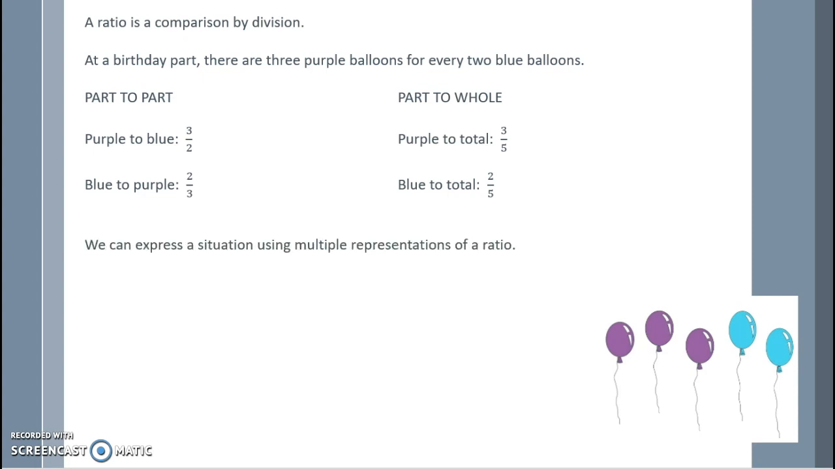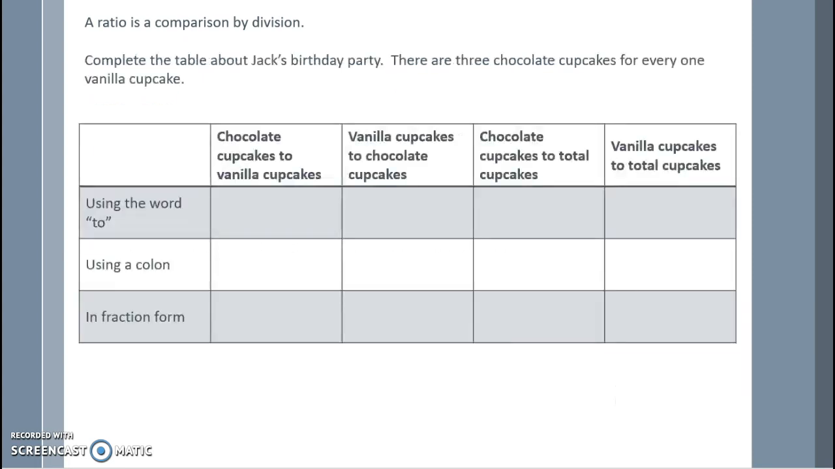We can express a situation using multiple representations of a ratio, such as the following. Complete the table about Jack's birthday party. There are 3 chocolate cupcakes for every 1 vanilla cupcake. Pause the video, fill in the table, and let's see if we can't come together at the end here.